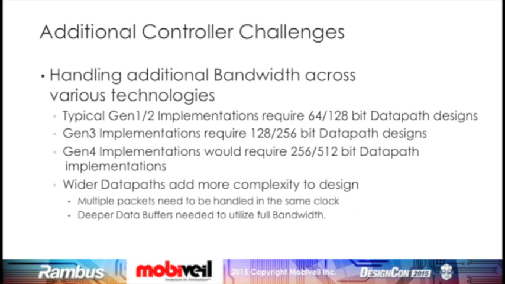And Gen 4 definitely would require 256-bit to 512-bit data path implementations. So not only do you have to increase the data path width, and this is a big effort because it's not just widening the data path.